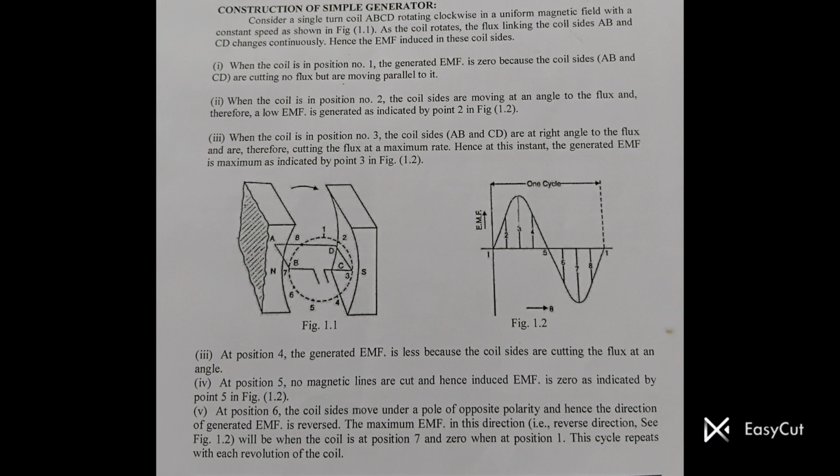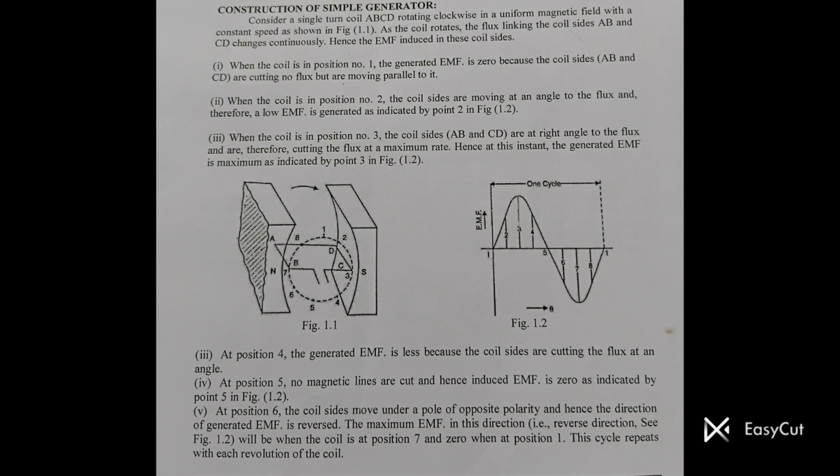No flux is being cut, so the generated EMF is 0. Position 2. The coil cuts some amount of flux. A small EMF is induced, as shown at point 2 in the waveform. Position 3. The coil is at 90 degrees to the flux. It cuts the magnetic field at the maximum rate, so the induced EMF is maximum, as seen at point 3 in the sine wave.